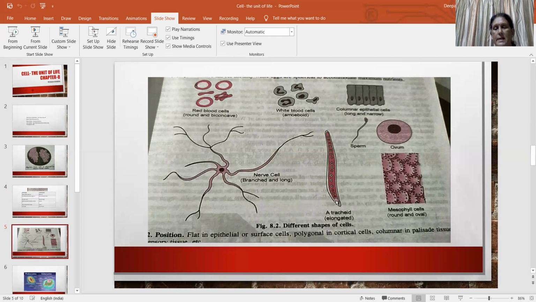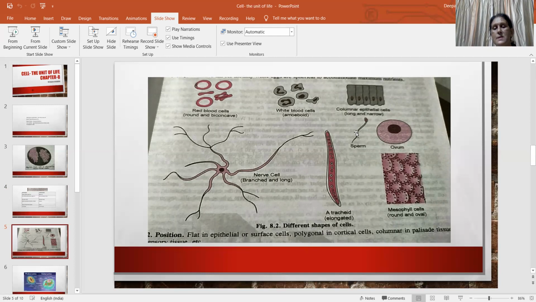Next, the trachea is found in angiospermic plants. The trachea actually is without any cellular material; protoplasm is absent, but it performs an important function, the transportation of water. This is the trachea as found in angiosperms, and it is also an elongated cell.